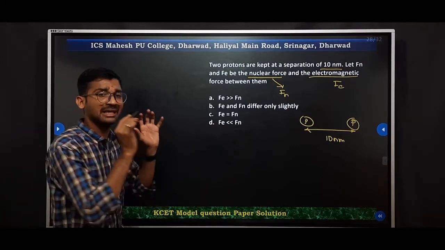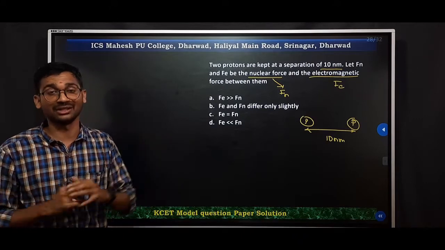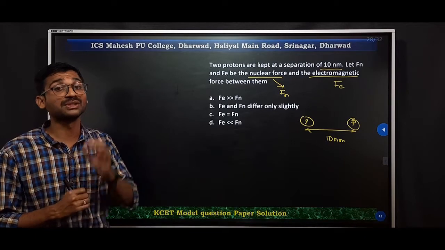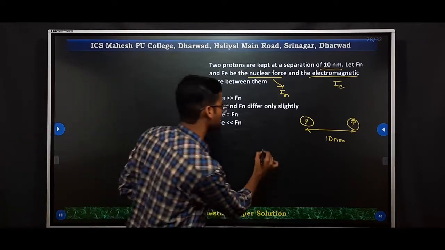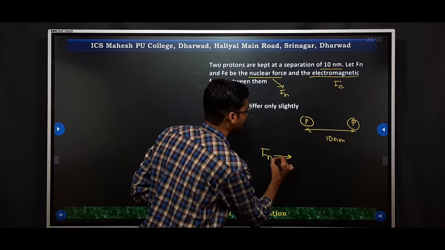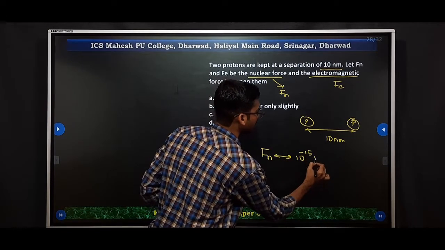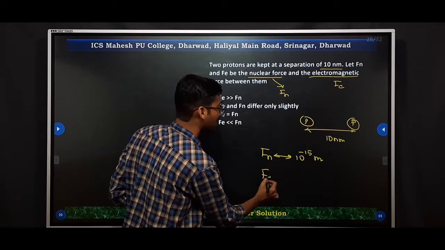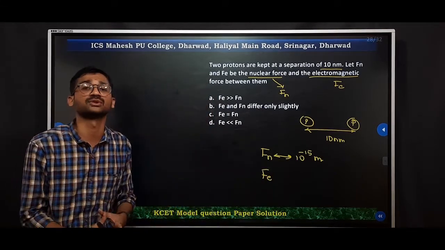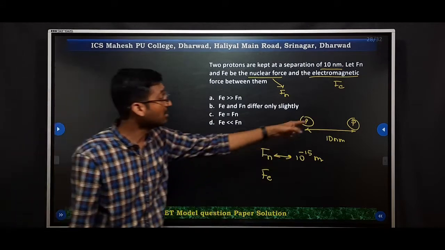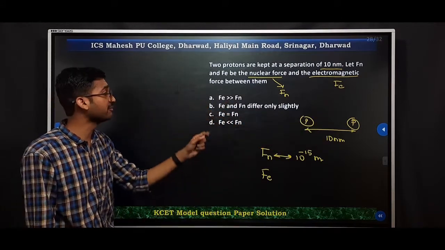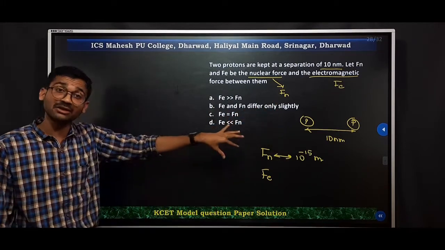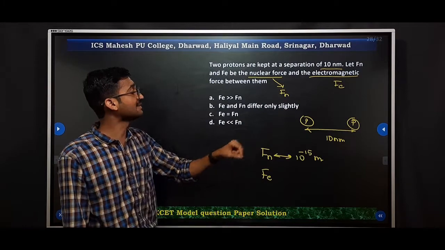We know that electrostatic force is a long range force, but nuclear force is a short range force. What is the range of the nuclear force? It exists within about 10 raised to minus 15 meter. But the electrostatic, otherwise electromagnetic, force range will be larger. Now check out the options. Fe is greater than Fn. Fe and Fn differ only slightly. Fe is equal to Fn, or Fe is very much less than Fn.